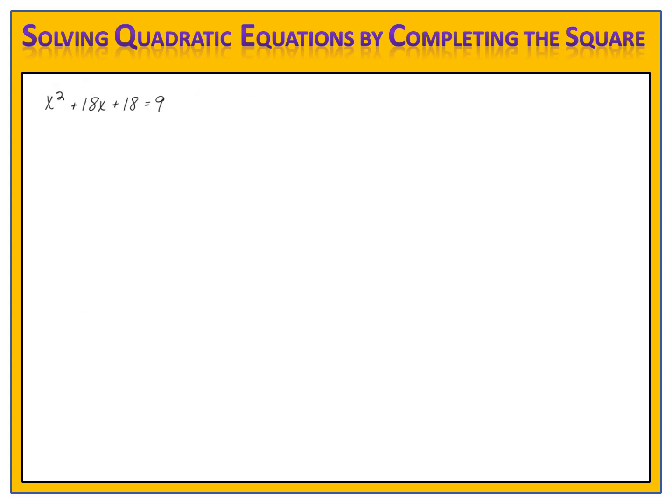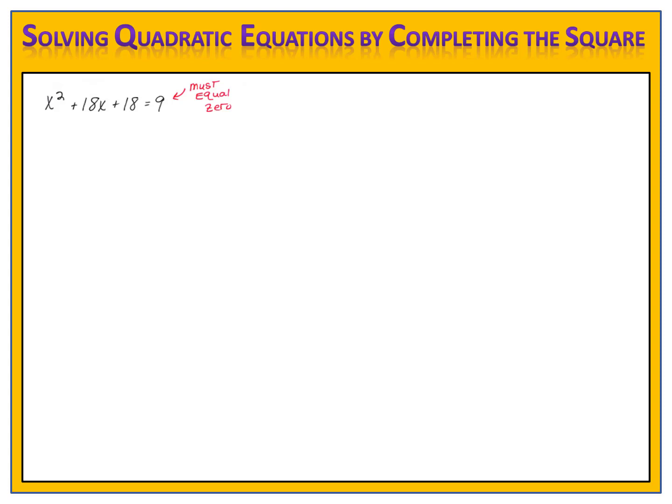Here's an exercise for you to try. x squared plus 18x plus 18 equals 9. Can you solve this equation by completing the square? Remember, the equation must equal 0 first. Please pause the video here and come back when you're ready to check your answers.